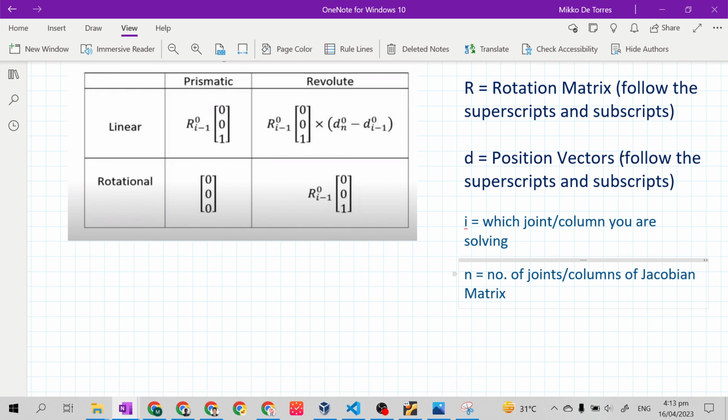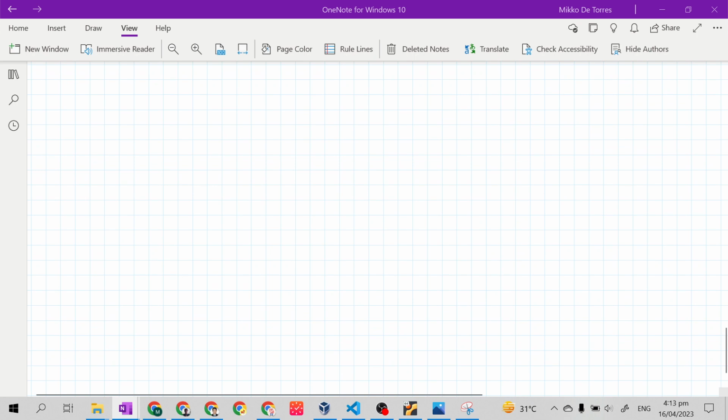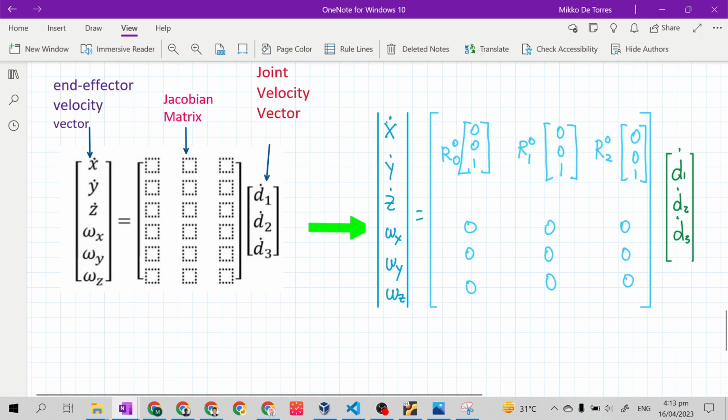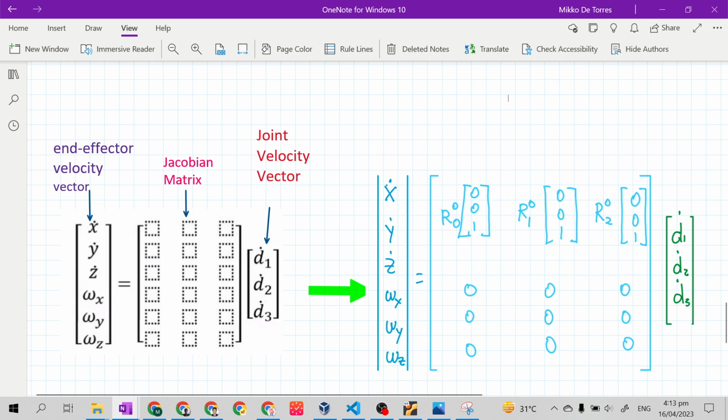So in our example, the working equation will look like this. In our first column, this is the R00 rotation matrix times the 001 vector, and the 000 vector. Then in our second column, the R01 rotation matrix times the 001 vector, then the 000 vector. And lastly, the R02 rotation matrix times the 001 vector and the 000 vector. So this will be much easier because our rotational rows are zeros.